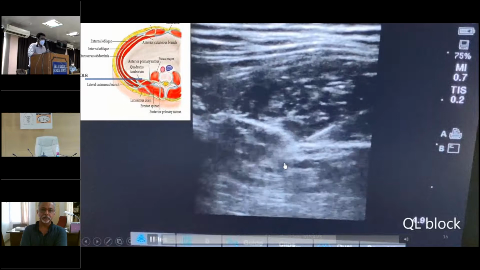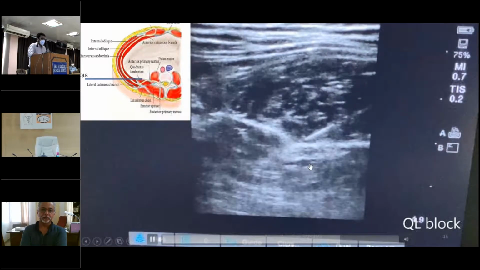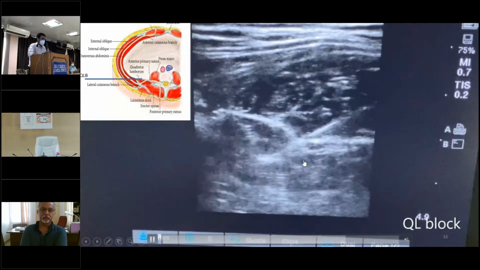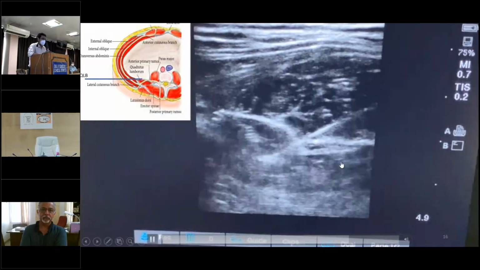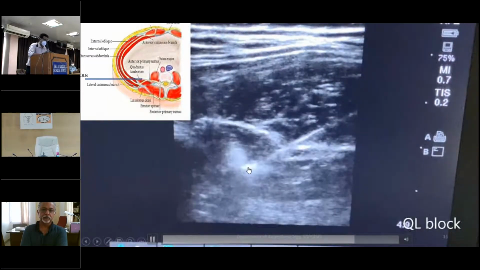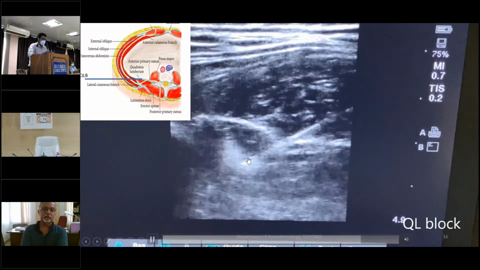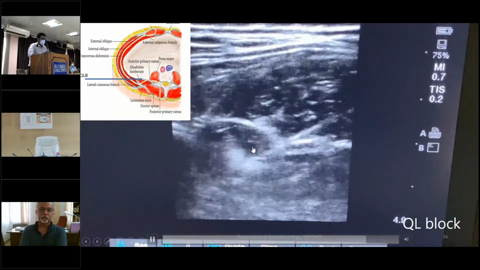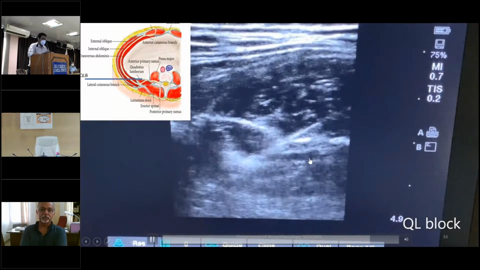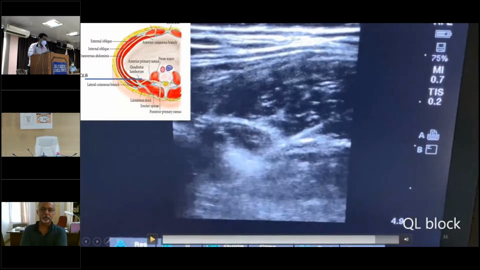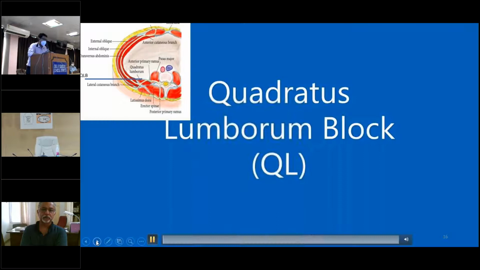Yeah, we can see the spread. This shiny thing sometimes occurs due to tiny air bubbles. Very minute air bubbles, they shine very bright in our ultrasound images. And this is the spread. Now we will move on to the third block.